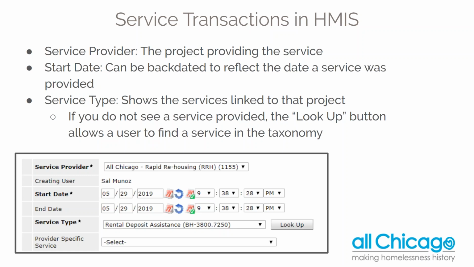And then we have service type. So this shows the services that are linked to that project. If you do not see a service provided, you can click on the lookup button, and it allows the user to find a service in the taxonomy. So in that AIRS taxonomy, it'll pop up a record sheet that allows you to select the different types of services for the client. So let's go ahead and take a look at what that looks like if you were to click on lookup.